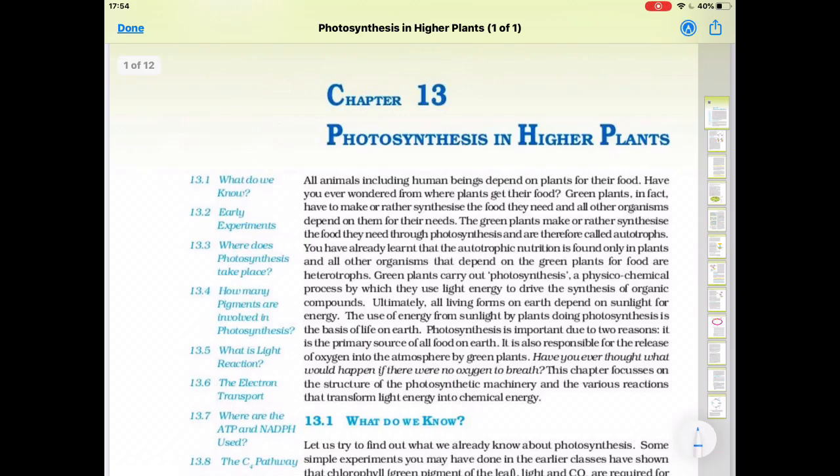Good morning, students. Our today's topic is photosynthesis in higher plants, that is, Chapter 13.